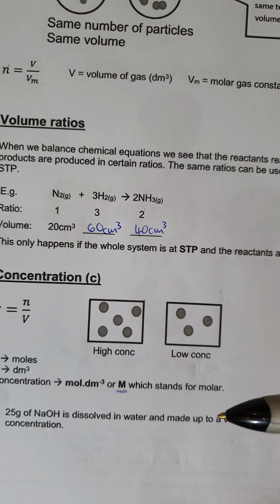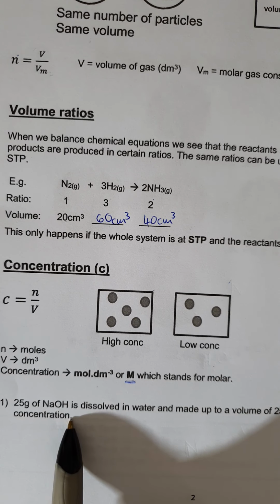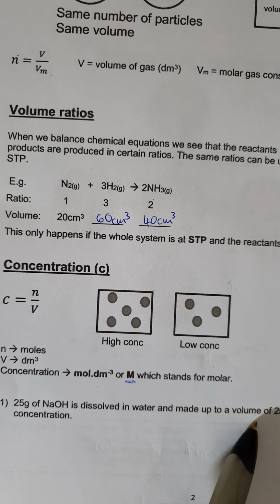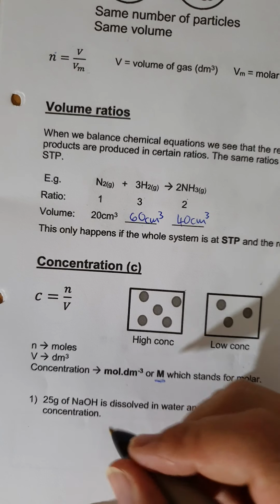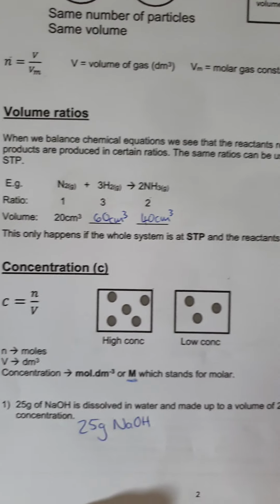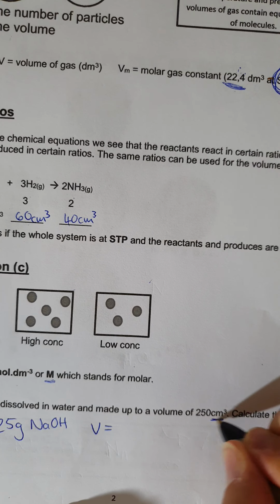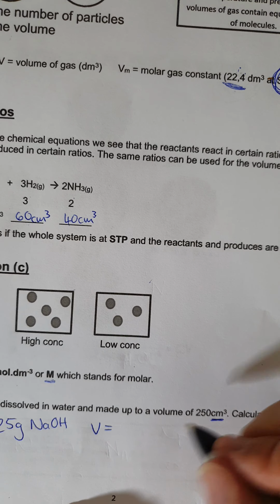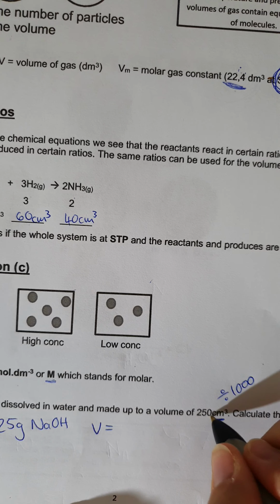Okay, but if you see it, it means the same as mole per decimeter cubed. Okay, so 25 grams of NaOH is dissolved in water and made up to a volume of 250 centimeters cubed. Calculate the concentration. So we've got 25 grams of NaOH. We have a volume of water, which is 250 centimeters cubed. We need a decimeter, so we divide by 1,000. That means you're just moving the comma 3 spaces, 1, 2, 3.